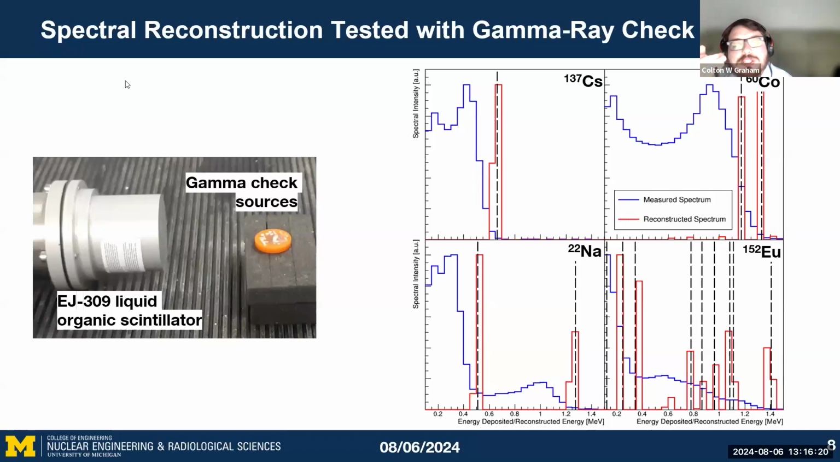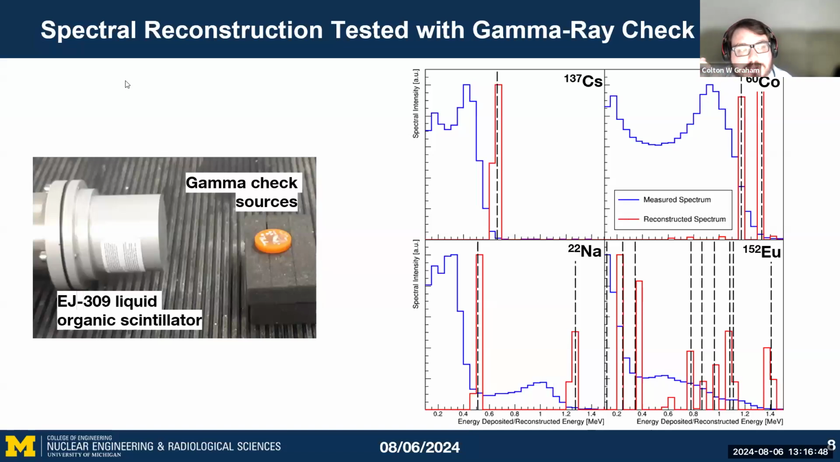And you'll see that for each of the gamma ray check sources which we tested, the MLEM reconstruction algorithm successfully takes the relatively difficult to interpret recoil-based measured light output spectrum and translates that into a much easier to use and analyze reconstructed spectrum, which has clearly identifiable peaks at the anticipated gamma ray energies.